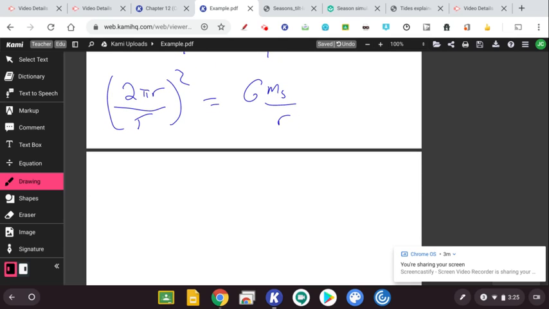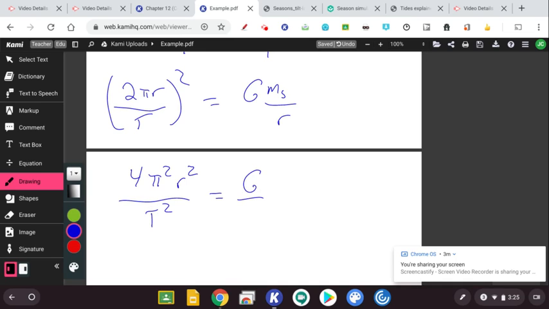Taking that and squaring it, we get 4 pi squared r squared divided by t squared is equal to G times the mass of the star divided by the radius. Now that looks like something that is very basic at this point, but watch what's going to happen next.